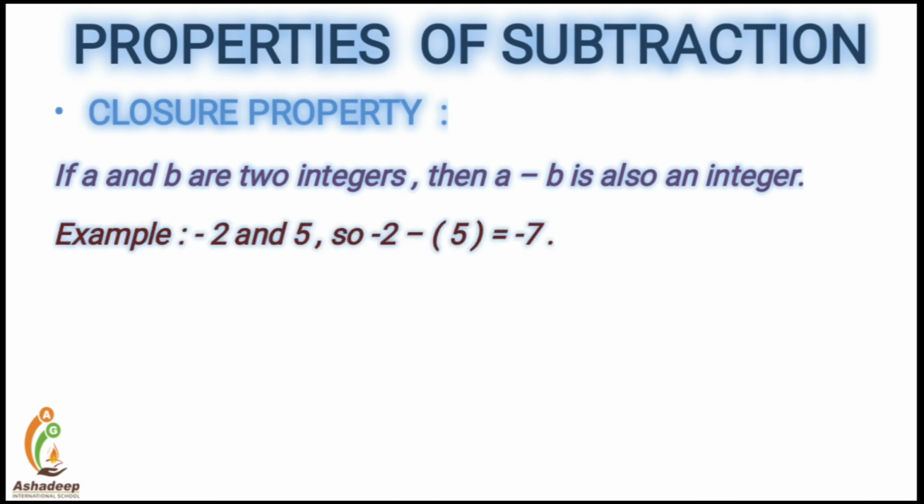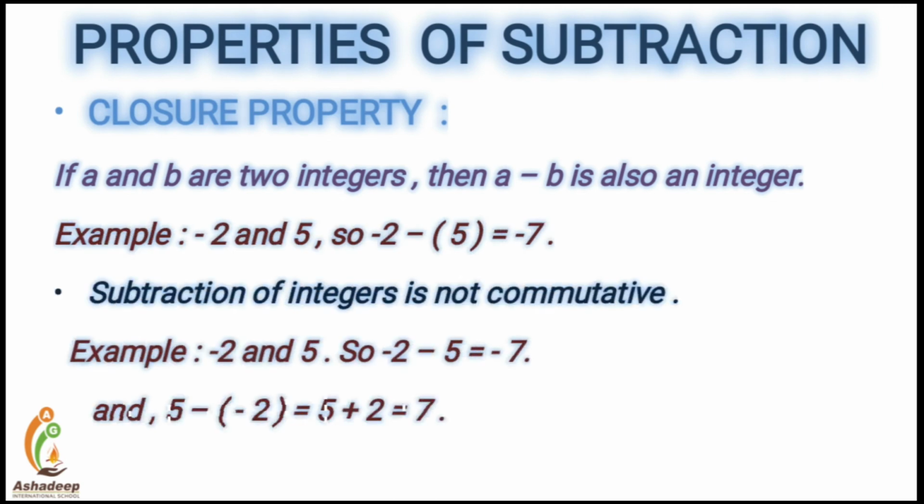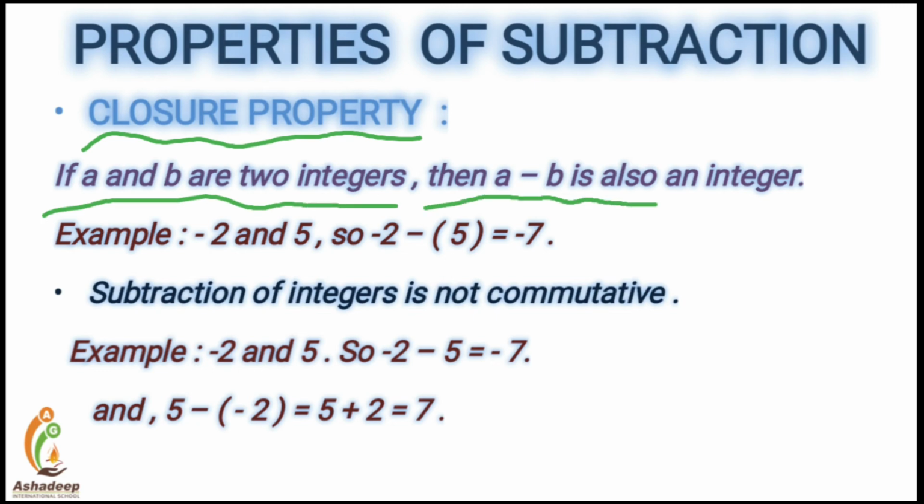First is closure property. Okay, like addition, here we will do the properties of subtraction also. So first is closure property. It means if a and b are two integers, then a minus b is also an integer. Clear? It means if we subtract two integers, their difference will also be an integer. Let's take an example, minus 2 and 5. So we have to subtract here 5 from minus 2. So minus 2 minus 5.